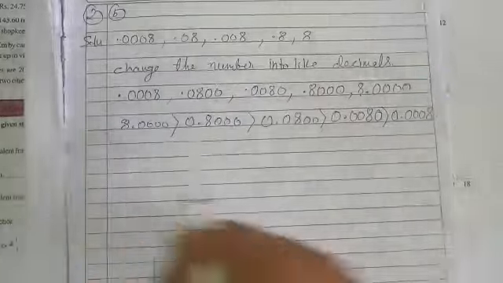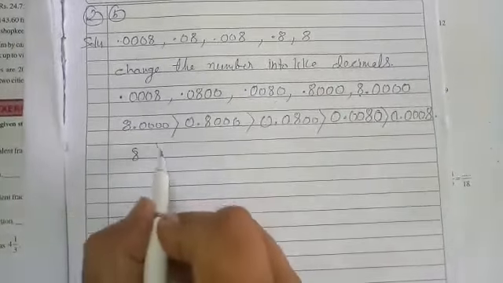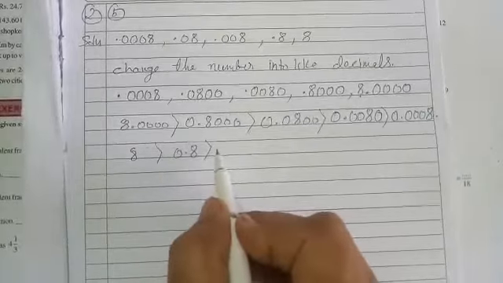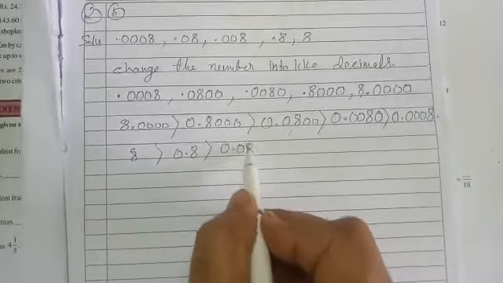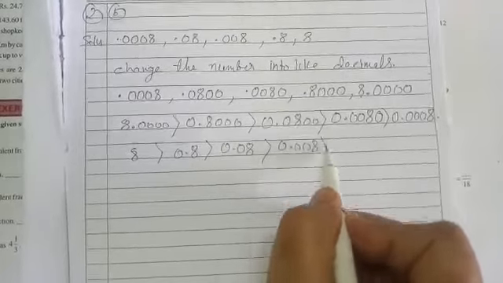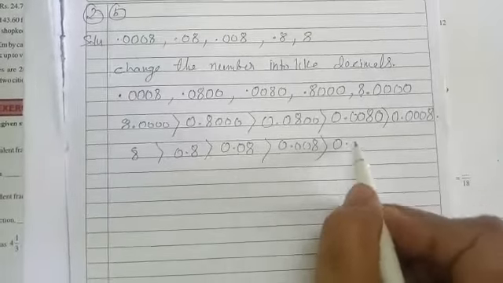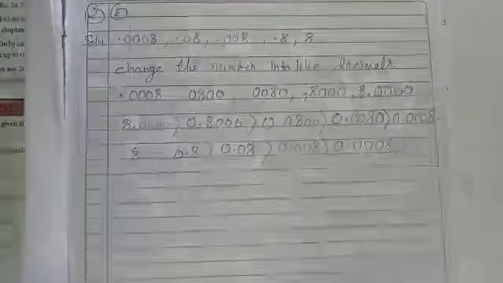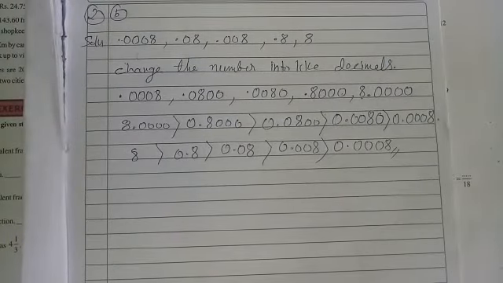0.0008. Now from which number did it come? That is 8. Then this is, yes, 0.8. Then this number came from 0.08, this number came from 0.008, and this number came from the same number, that is 0.0008. It is the descending order.